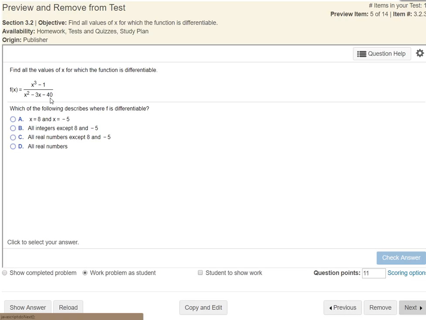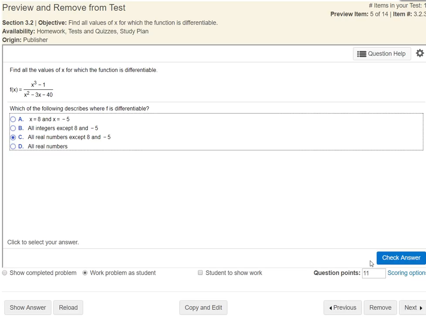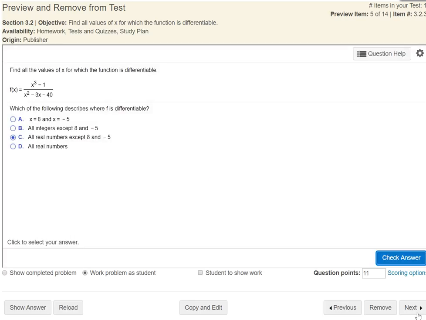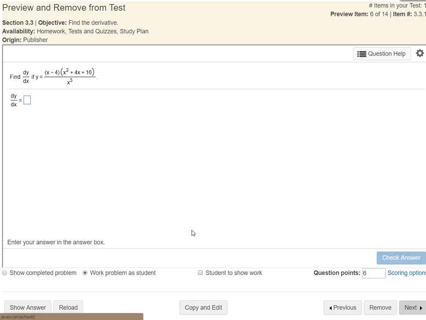8 and -5, yeah, so B, all real numbers except 8 and -5. Does that make sense? Okay. All right. How about this guy? If we're going to differentiate, okay, let's talk about this one.